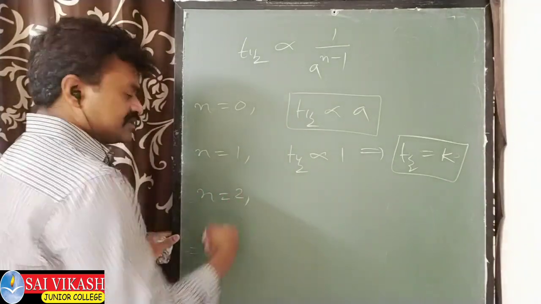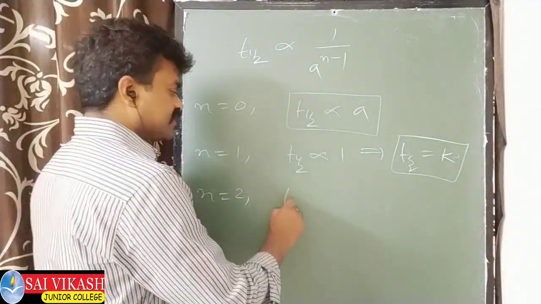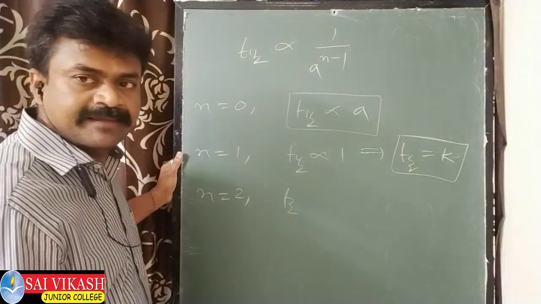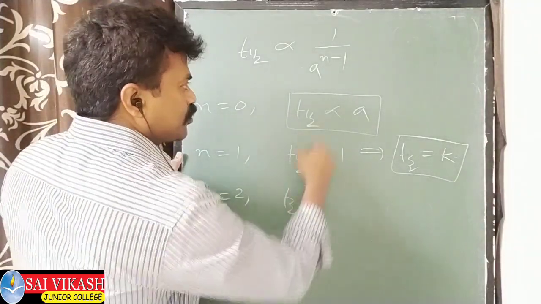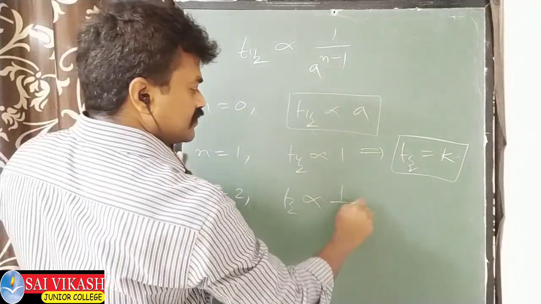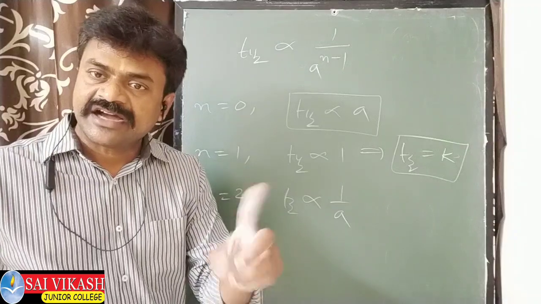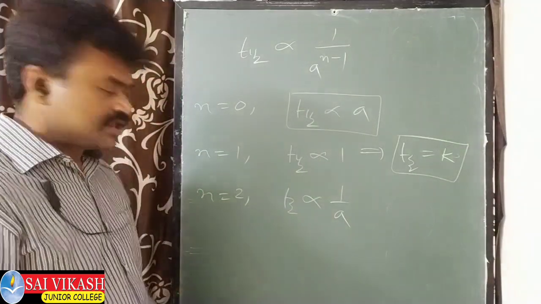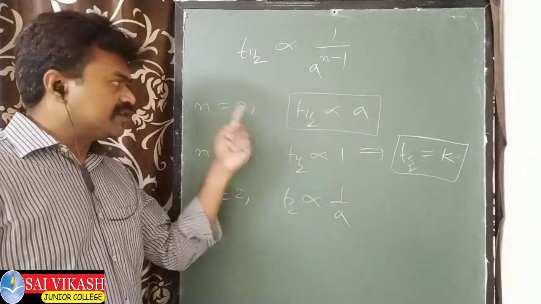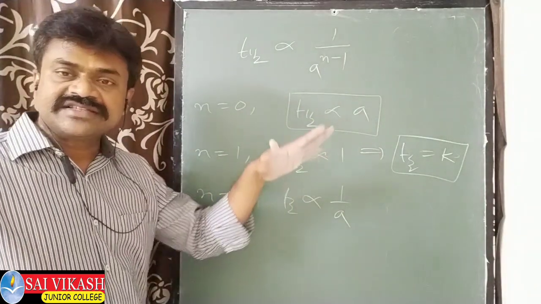Now the time came for the second order. What happens? For the second order, half-life is inversely proportional to 1 by a to the power of 2 minus 1, which means 1 by a. Proportional to 1 by a means it depends inversely. So for the second order, half-life is inversely proportional to the initial concentration. For the zero order, half-life is directly proportional. For the first order, half-life is independent.